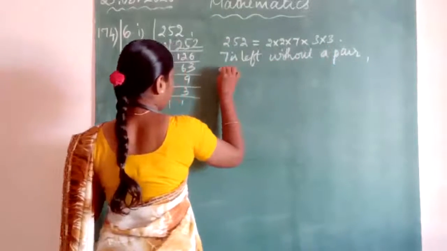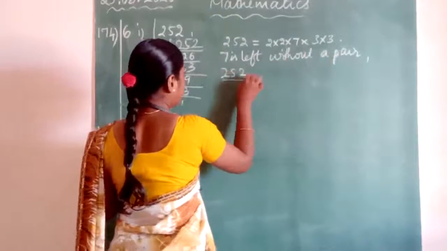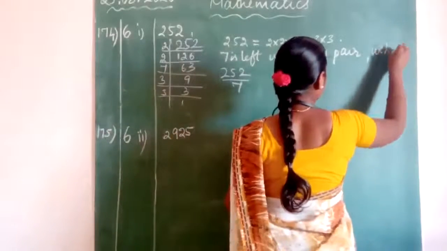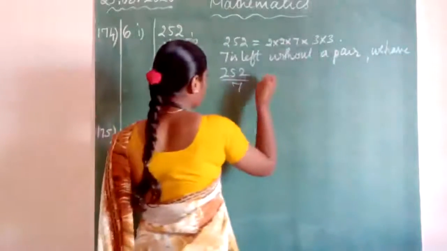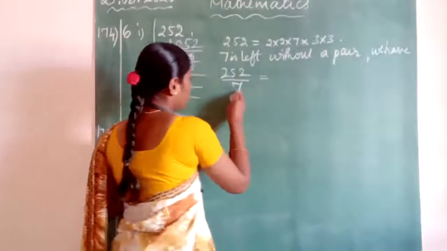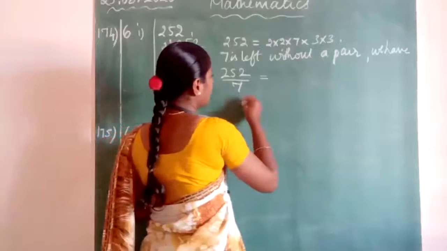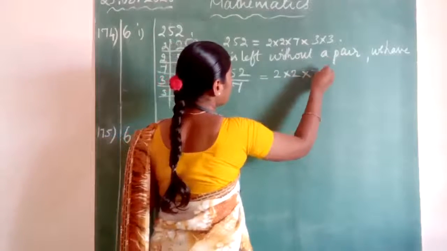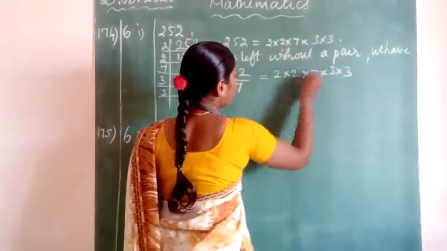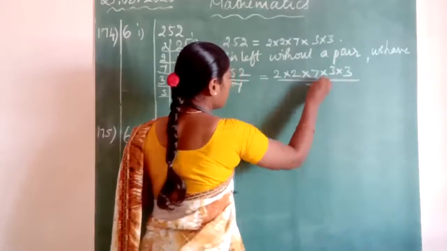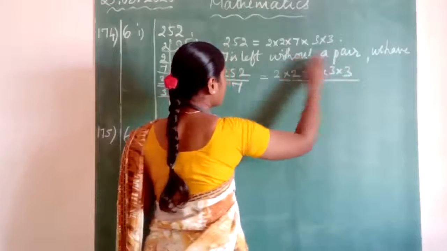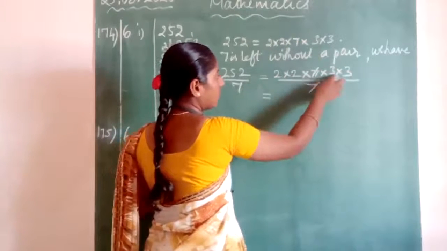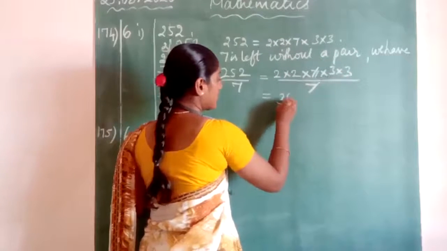So we have 252 divided by 7. Next you will write, if you divide, what will you get? You will get 2 into 2 into 7 into 3 into 3 divided by 7. 7 and 7 will get cancelled. Why did I write like this? Because 252 I have written like this. So 2 to the 4, 4 3s are 12, 12 3s are 36.